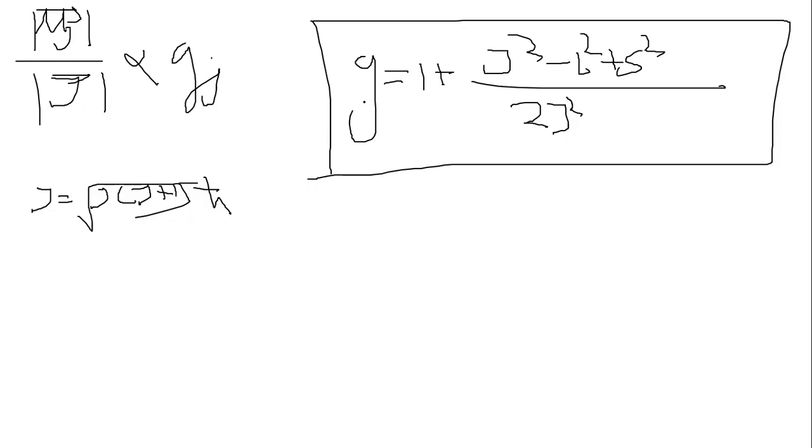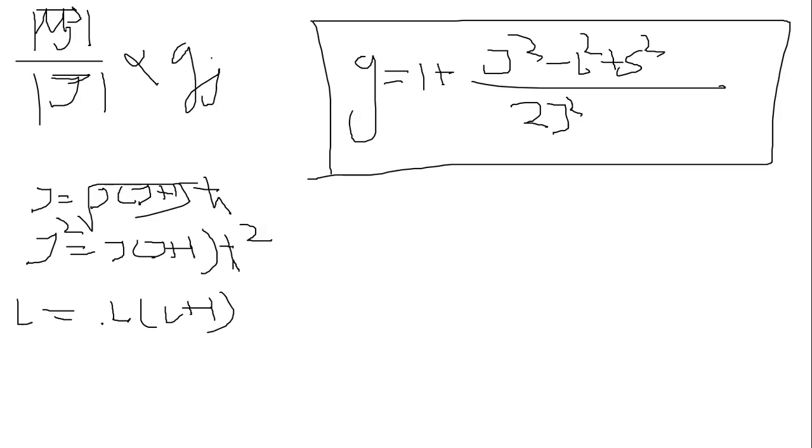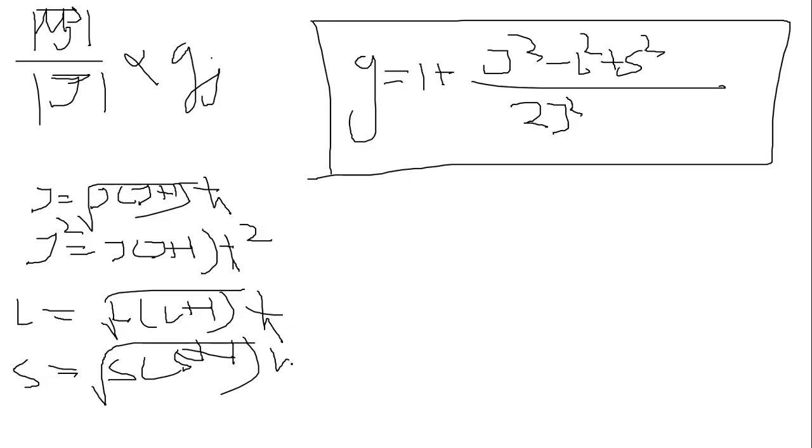So here, if we put what will be J square, then J square will be J into J plus 1 into h cross square. So here J square, L square, S square, for each, like for L, we have L equals L into L plus 1 root h cross, and for S also the algebra is same, that is S into S plus 1 root h cross.